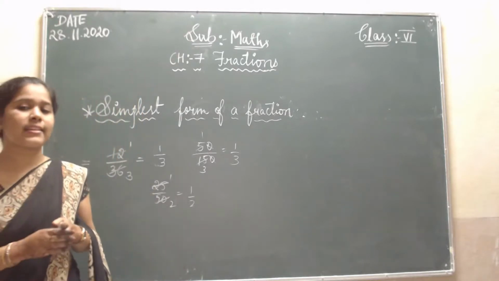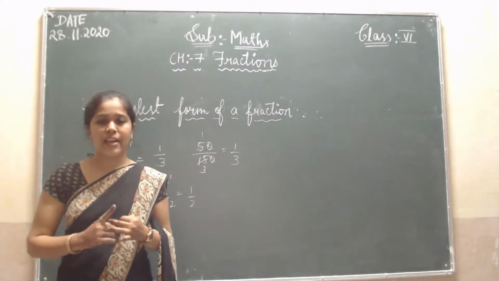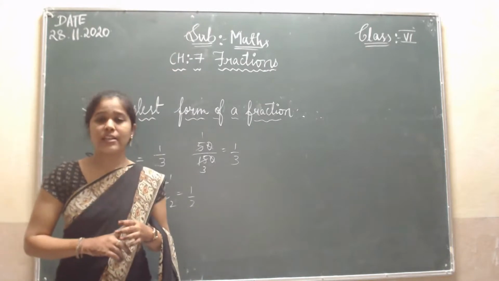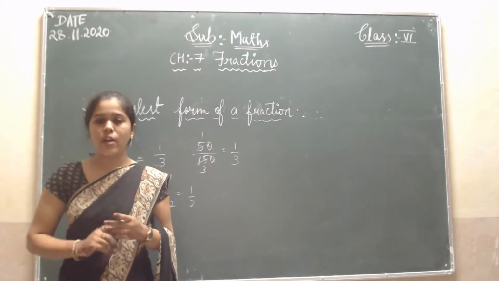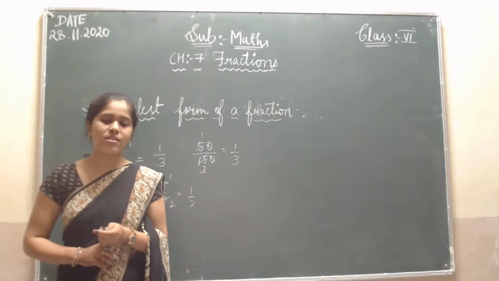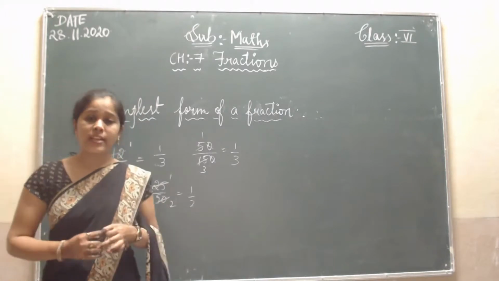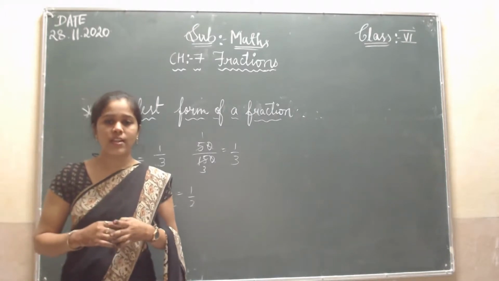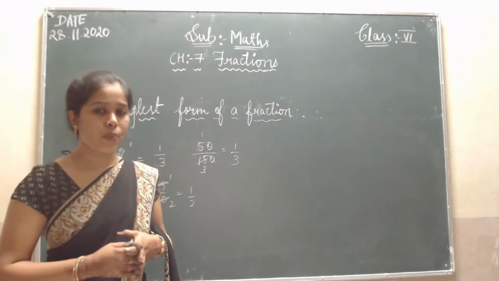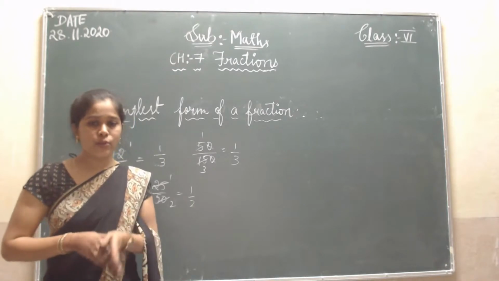In fractions, there are three types: proper fractions, improper fractions and mixed fractions. First one is proper fraction. Numerator less than the denominator is a proper fraction. For example, 1 by 2, 2 by 3, 5 by 7 are proper fractions. Improper fractions: numerator is greater than the denominator. For example, 5 by 3, 7 by 6 are improper fractions, numerators having greater value compared to the denominator.